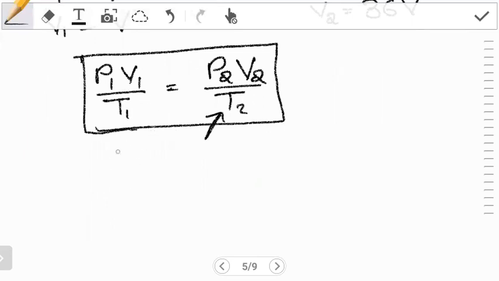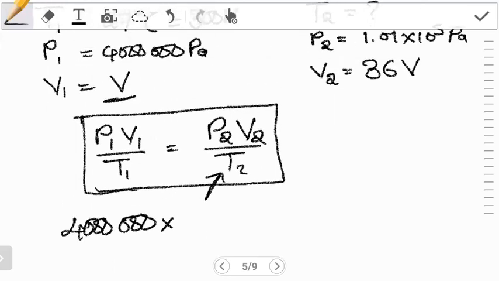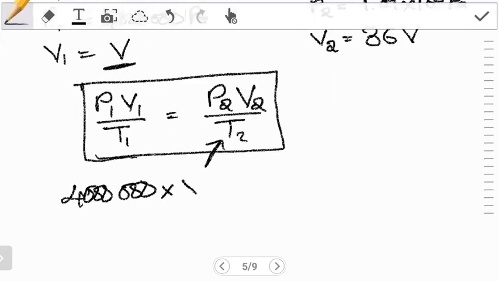So if we substitute pressure 1, that's 4 million, multiply V1. If you recall, we said V1 is just V, so we place a V there, divided by T1. We converted it to kelvins, and it ended up as 300. And then this is what is equal to P2, that's the atmospheric pressure.